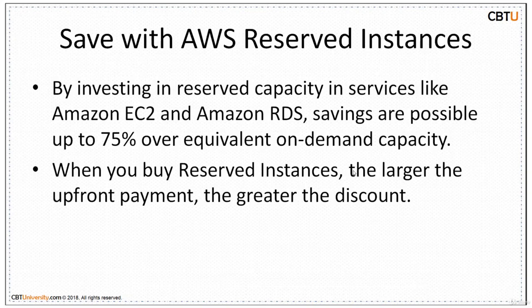You can save more by investing in reserved capacity in services like Amazon EC2 and Amazon RDS. Savings are possible up to 75% over equivalent on-demand capacity. When you buy reserved instances, the larger the upfront payment, the greater the discount you get.